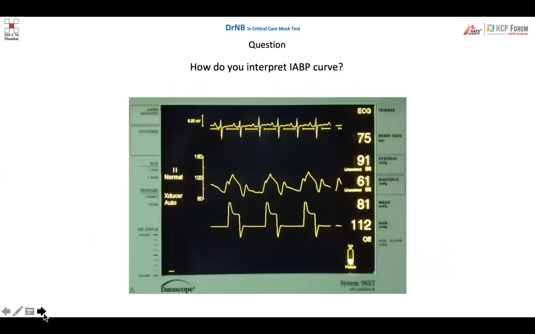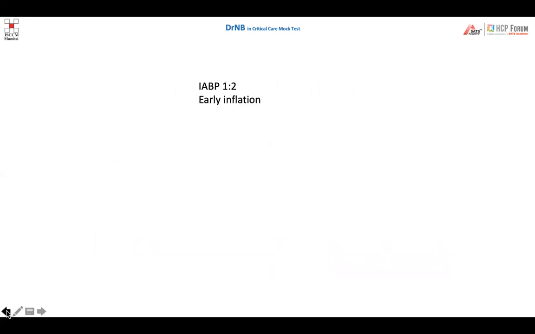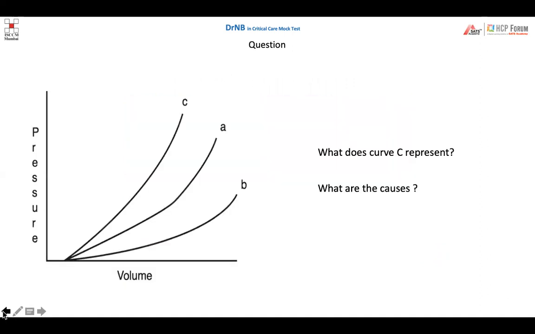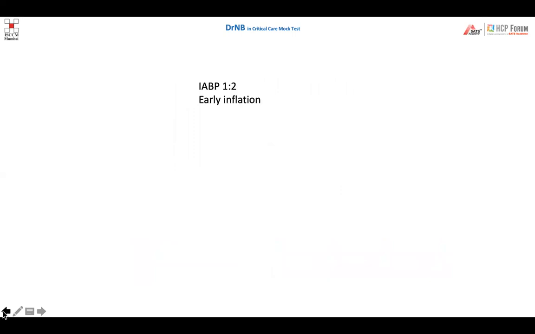How do you interpret the IABP? So this IABP, if you can see, is causing an early inflation. It's the 1:2 augmentation with early inflation of the balloon. So what happens when you inflate early? When you inflate early, the aortic valve closes early. The left ventricle has increased afterload to empty, so there is more oxygen demand.